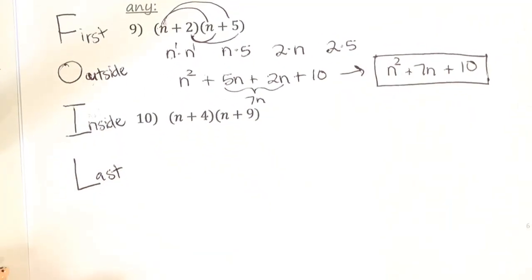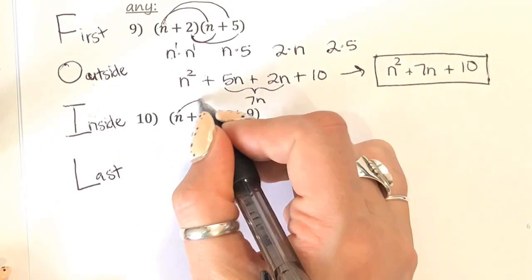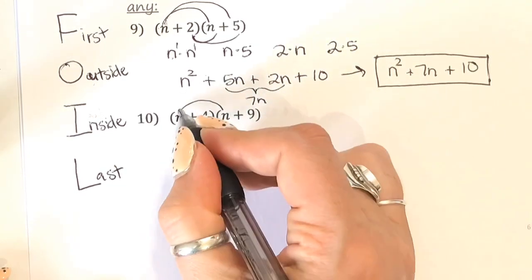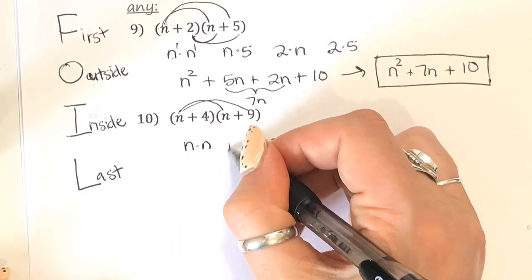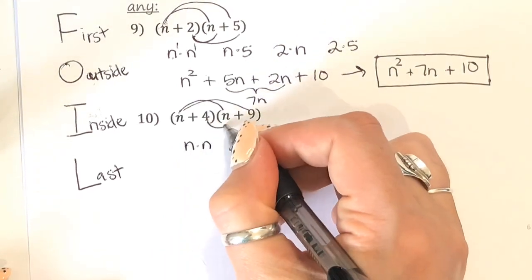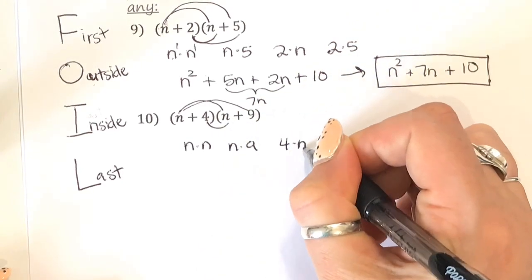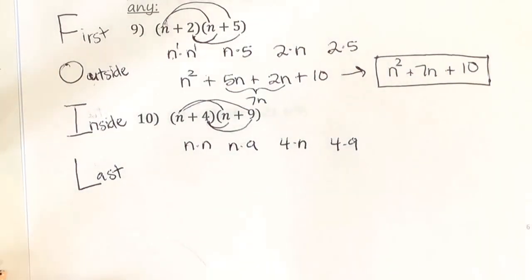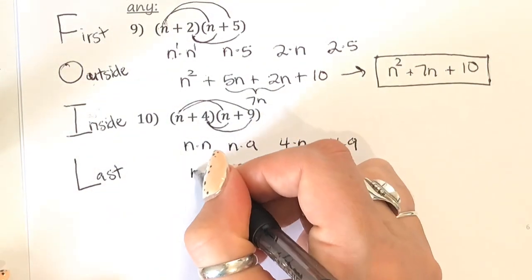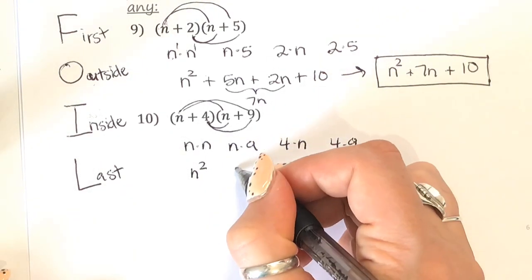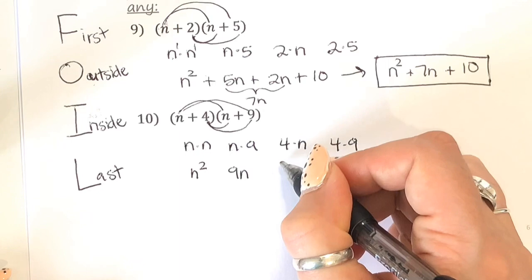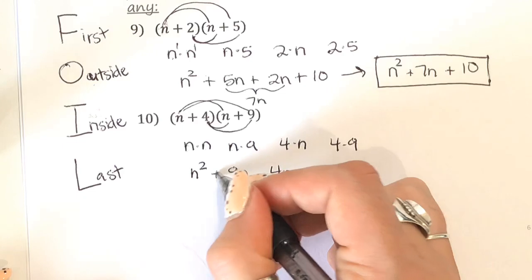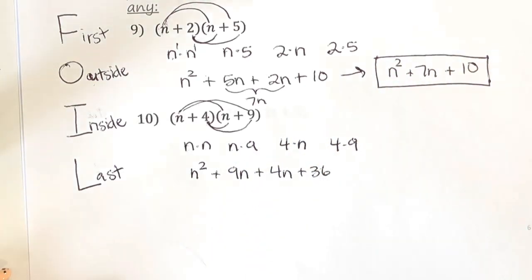Let's do one more with the FOIL method. We do first times first, so n times n, and then outside to outside, n times 9, and then inside to inside, 4 times n, and last to last, so 4 times 9. So let's multiply each of those. n times n is n squared, n times 9 is 9n, 4n, and then 4 times 9 is 36. And then again, if they're all positive, we just put pluses there.